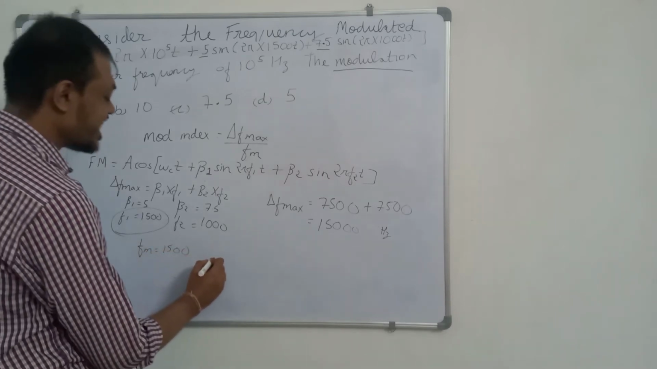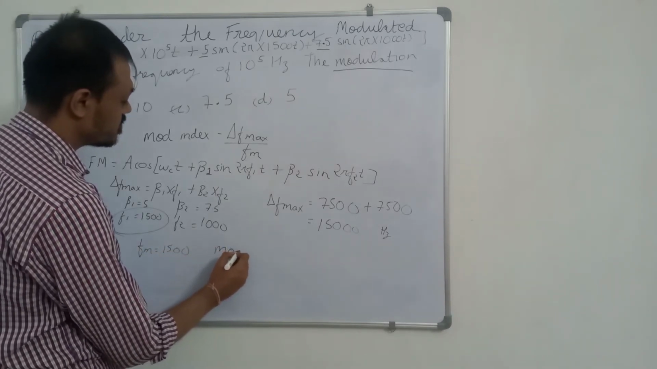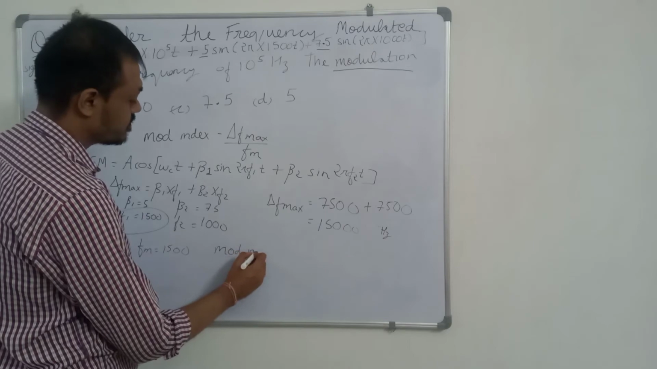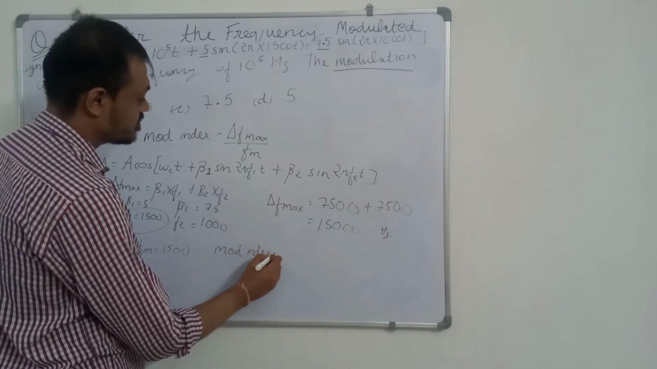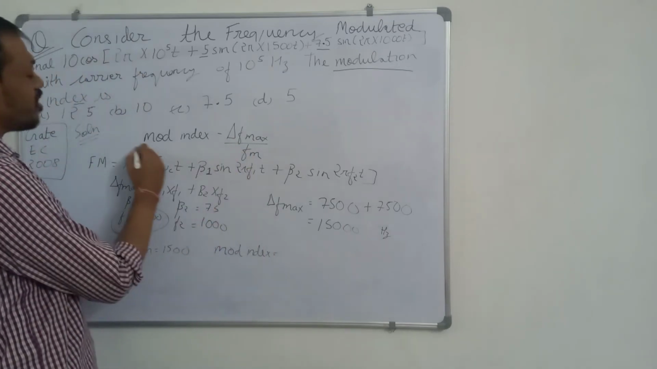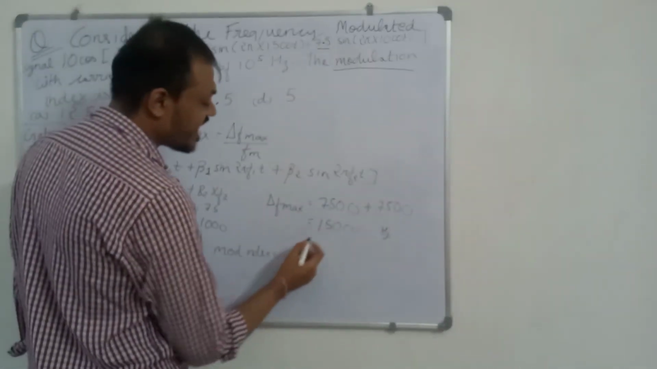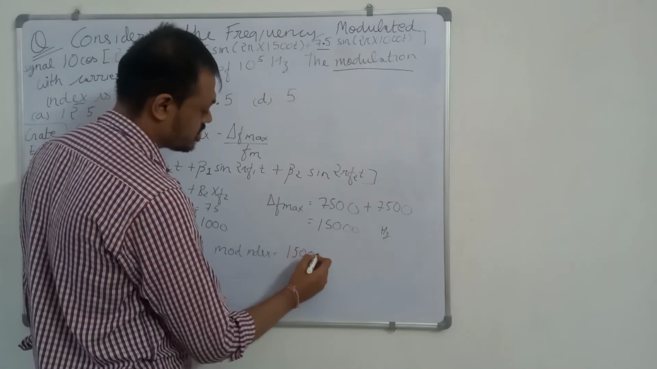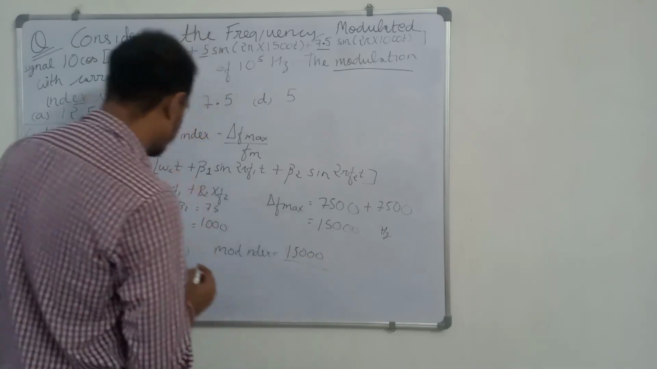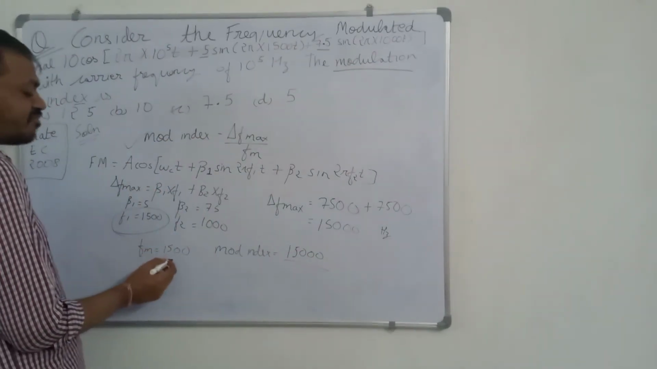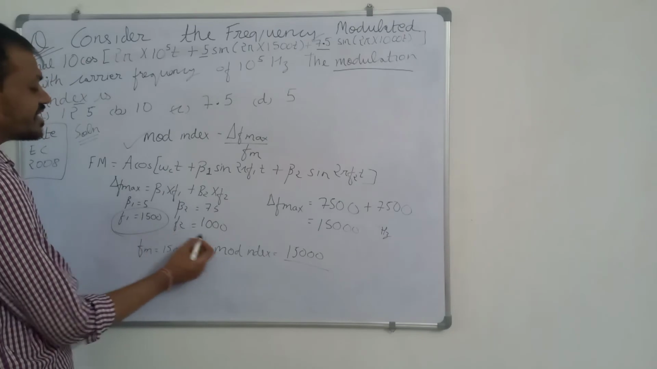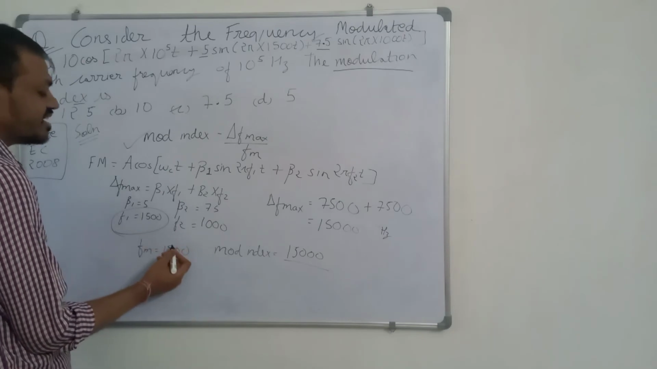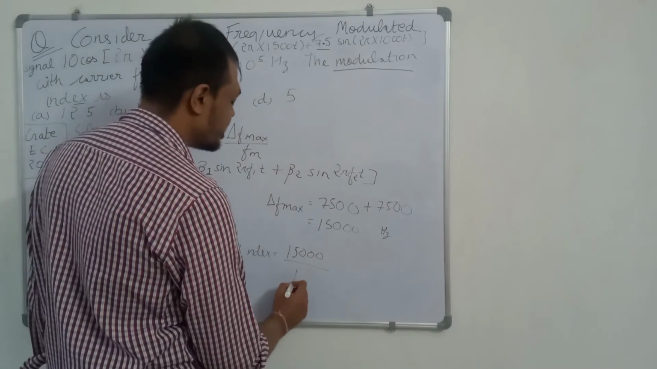So modulation index will be equal to delta F max upon fm, using this formula. Delta F max we have found is 15,000, and fm we have found from f1 and f2, the highest is 1500. So 15,000 upon 1500.